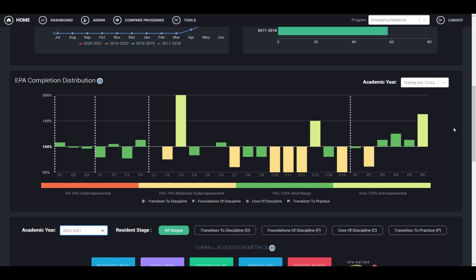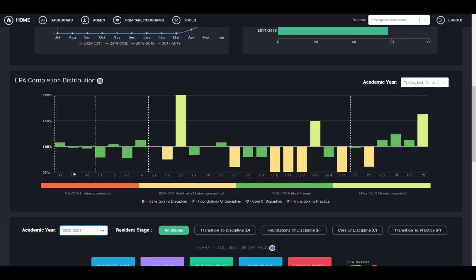To meet this need, we developed what we've called a divergence ratio that could be calculated for each EPA to quantify its over or underrepresentation relative to the prescribed assessment program. For example, for a given transition to discipline EPA, this metric would be calculated by dividing the ratio of transition to discipline EPAs completed within the program by the ratio of transition to discipline EPAs required by the assessment plan. That would be multiplied by 100% to give a value that ranges usually from 0% to 500 or 600%.